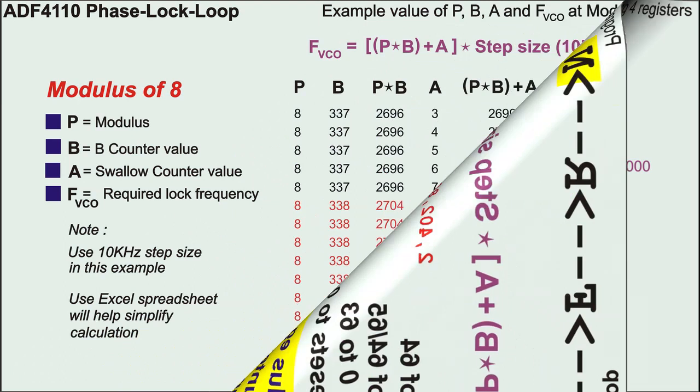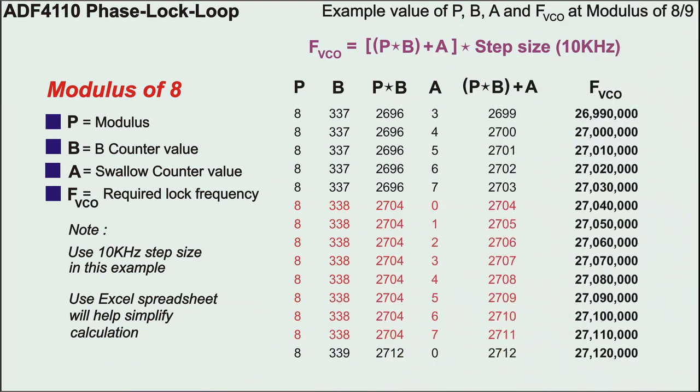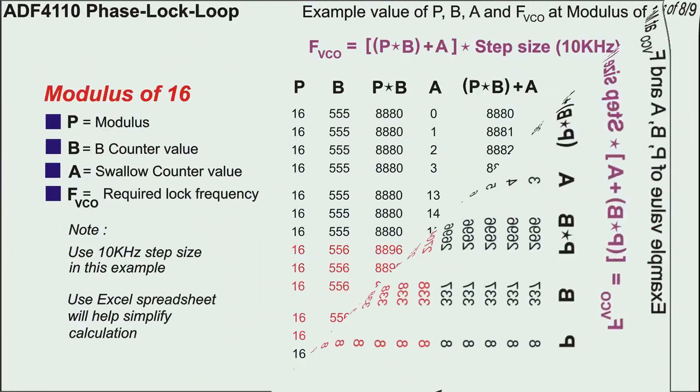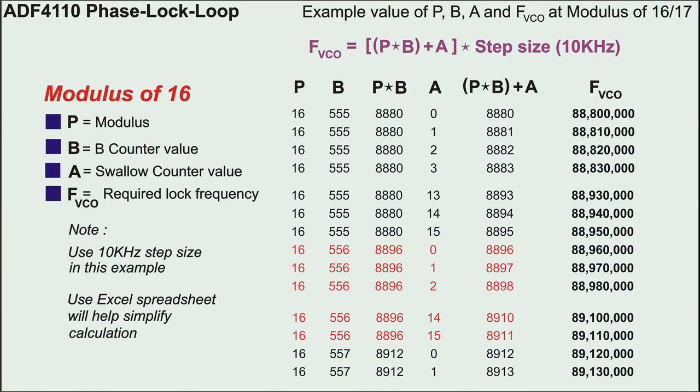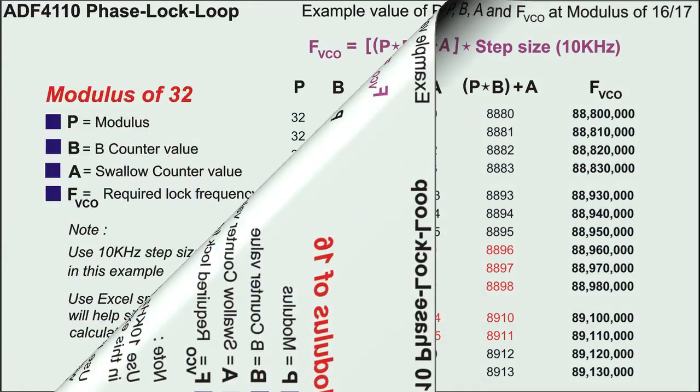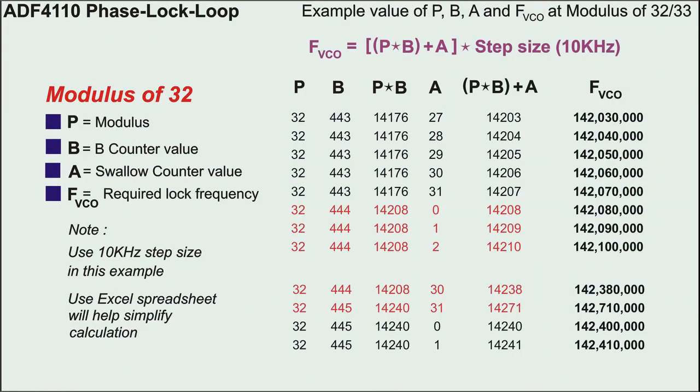This slide shows example VCO frequency around 27 MHz using modulus of 8, implying the value of A to be anything from 0 to 7. When A exceeds 7, it resets to 0 and B increases by 1. Similarly, with modulus of 16, where A swings in the range of 0 to 15, and with modulus of 32, where A swings in the range of 0 to 31.